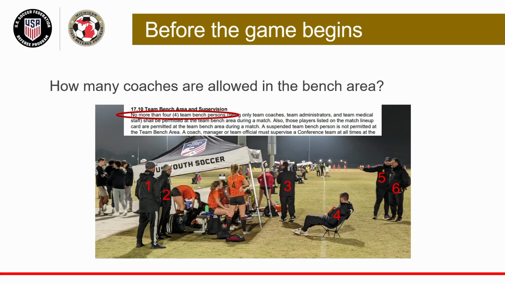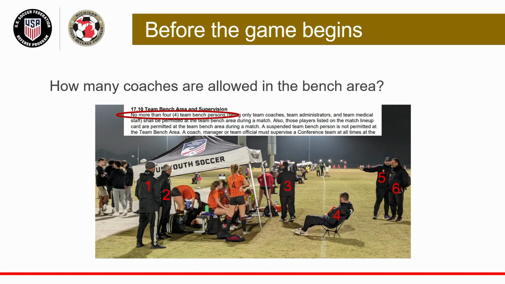So the first thing to think about before even the game begins is to understand how many coaches are actually allowed to be in the bench area. For example, your competition manual may say no more than 4 bench persons. And then you look at the field and you see 6 bench persons besides the players. You have to do something about this. You can just go to the bench and say the competition only allows you to have up to 4 people. 2 people must leave. And of course, you also have to check their credentials. So first, make sure that you know how many people are allowed in the bench area.